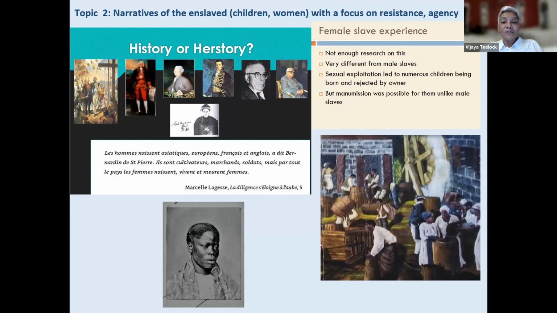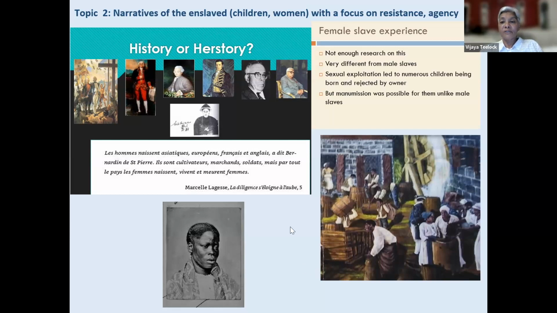So Marcel Agès, who's one of the first women historians in Mauritius, said that men are born Asians, Europeans, French, or British. And she was quoting from a writer, Bernardin de Saint-Pierre. They can be cultivators, merchants, soldiers, but everywhere in the world, women are born, they live, and they die women. So for her, this was her statement on the history of women in Mauritius.